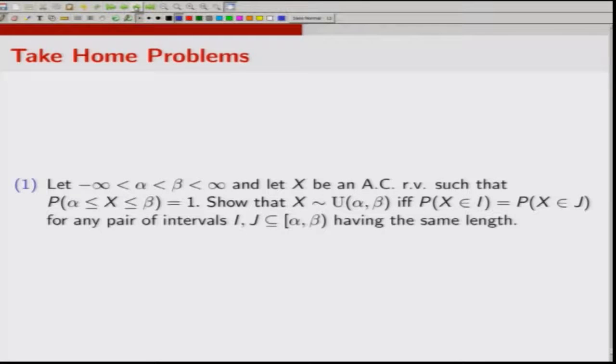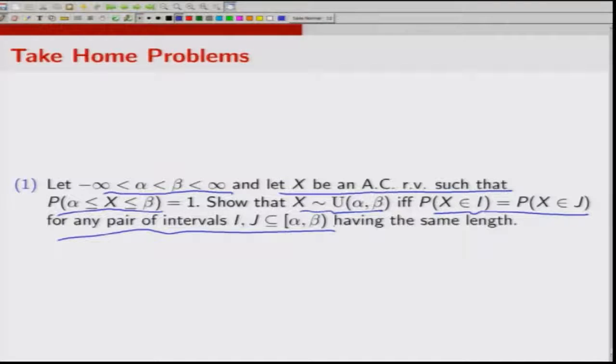Now let me give this take-home problem. This characterizes the uniform distribution. So let alpha be less than beta, and let x be an absolutely continuous random variable such that the whole weight of x is concentrated on the interval alpha, beta. So that means probability that x is greater than or equal to alpha and less than or equal to beta is 1. Then x has uniform alpha, beta if and only if the probability of x belonging to I is the same as the probability of x belonging to J for any pair of intervals I, J in (alpha, beta) having the same length. So that means the probability that x takes a value in an interval depends only on the length of the interval if and only if x has a uniform distribution.